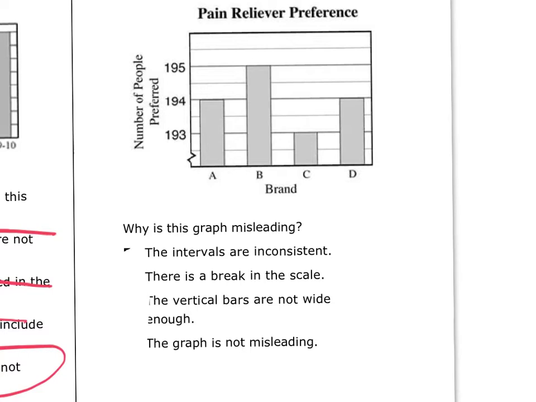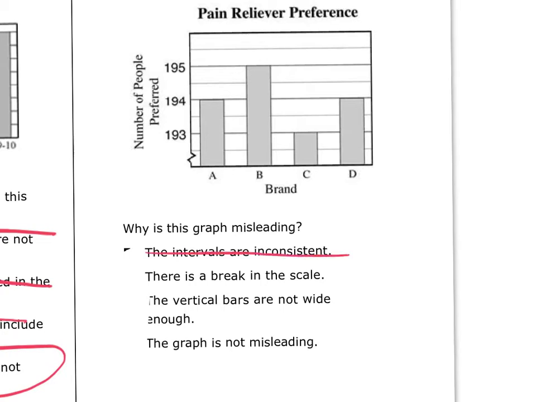All right? This is very misleading. B is not that much more successful than the other ones. It only sold 1 more than A and D. All right, we got to see why is it like that. Well, the first one says the intervals are inconsistent. What are we counting up by every time? 1. We're going up by 1 every time, so that's consistent. All right, so it can't be that one.